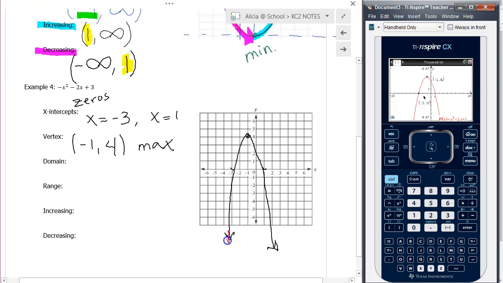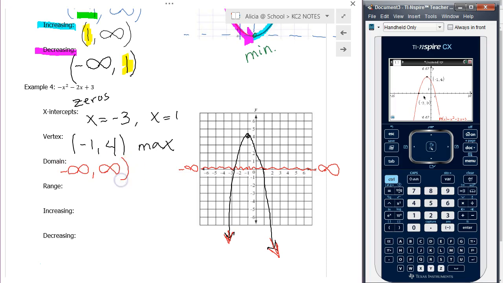My domain: how far left, how far right does it go? Well, if this continues on forever and this continues on forever, negative infinity from this vertex point on and this vertex point on to positive infinity. How far left, how far right? Well, from negative infinity to positive infinity.